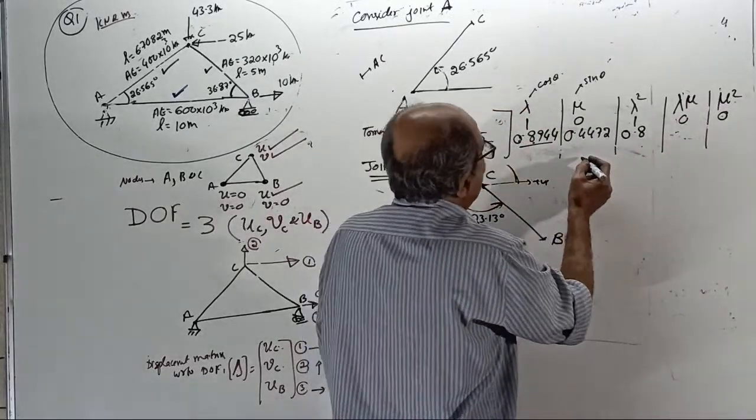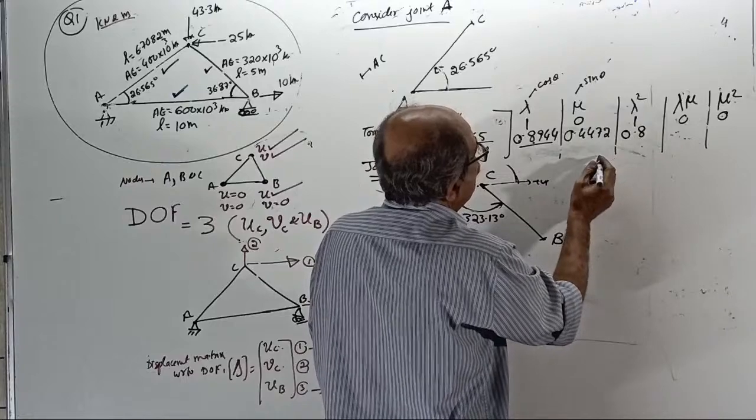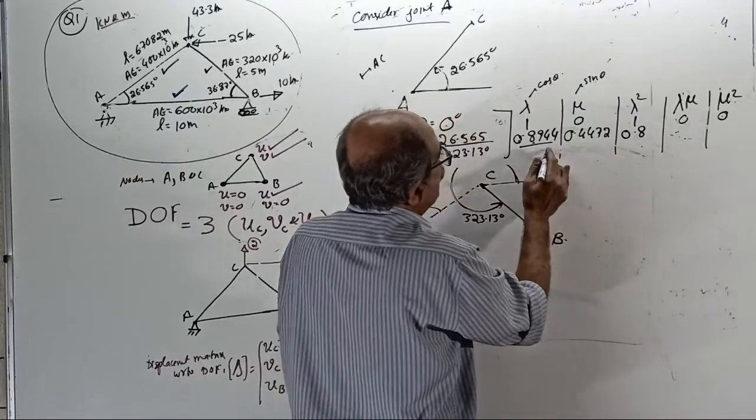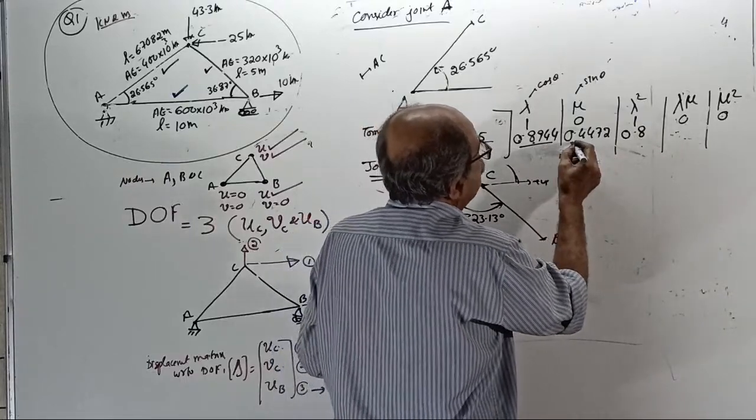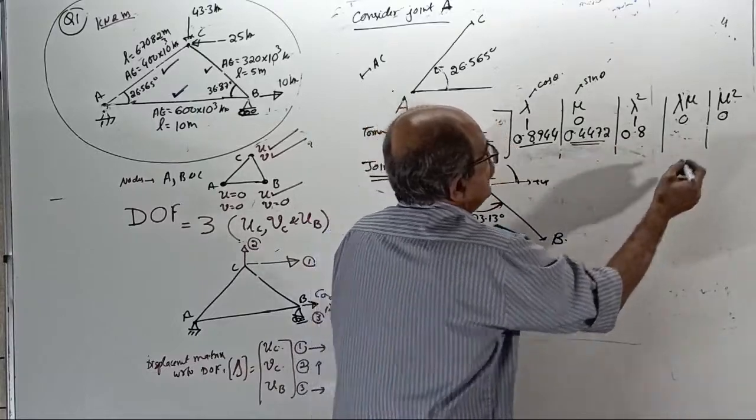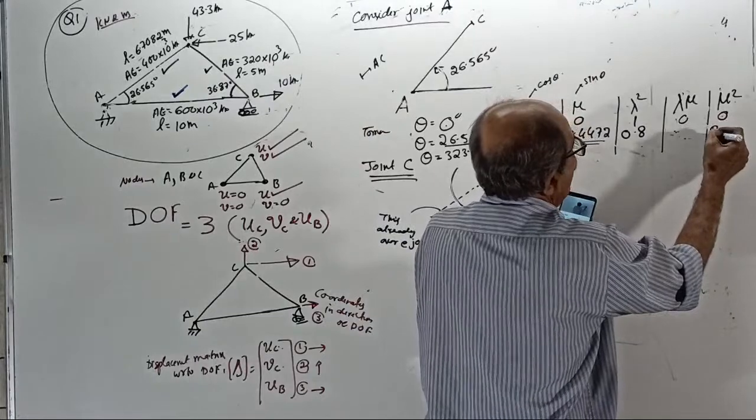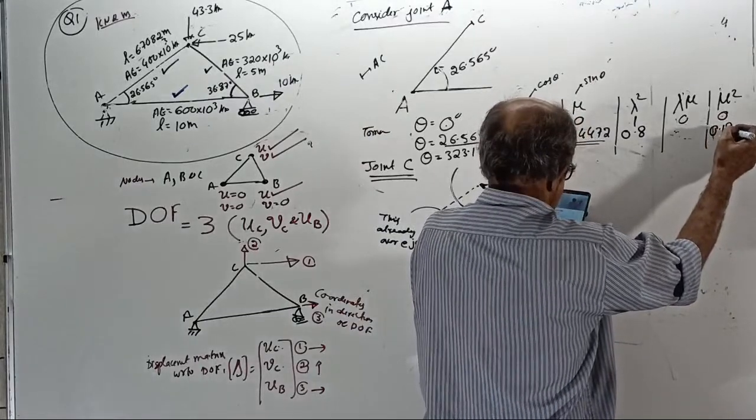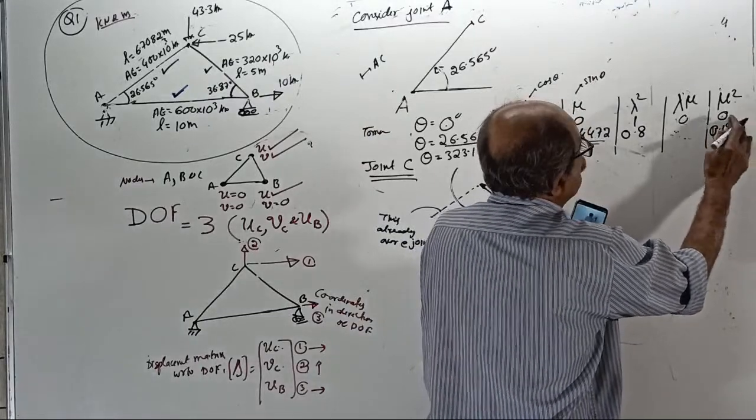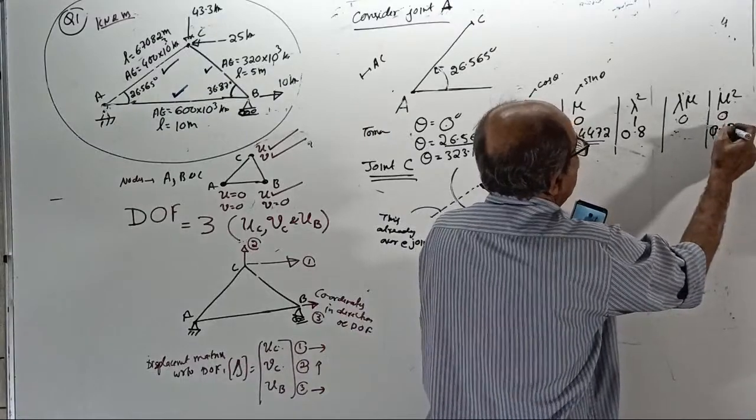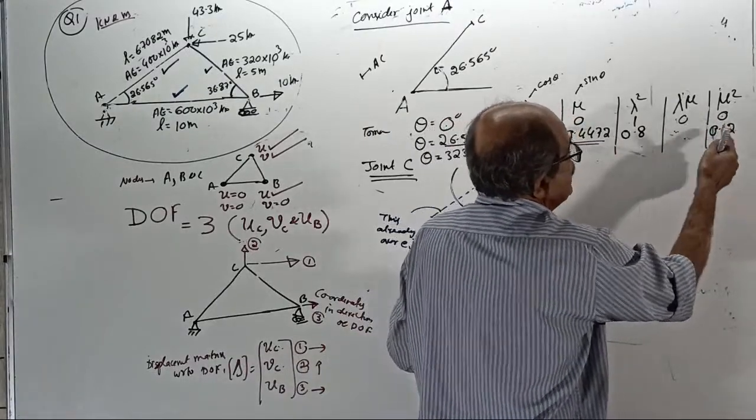Lambda is done. Mu is 0.4. Tell me mu square now. 0.19998 is 0.2. Correct? It is 0.2. See, cos square theta plus sin square theta is 1.